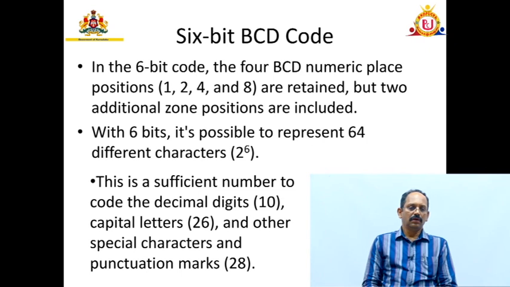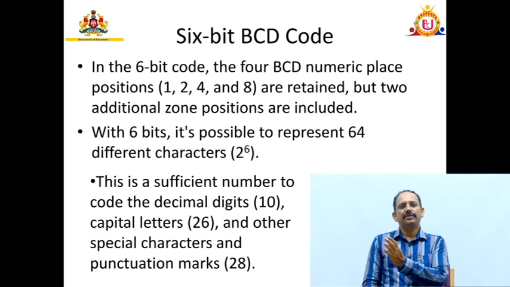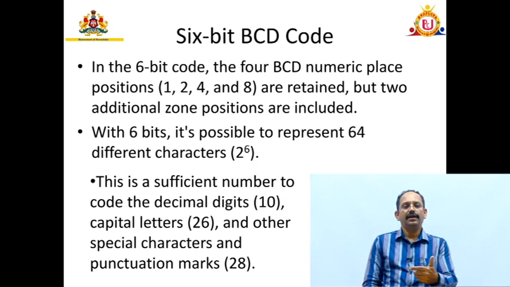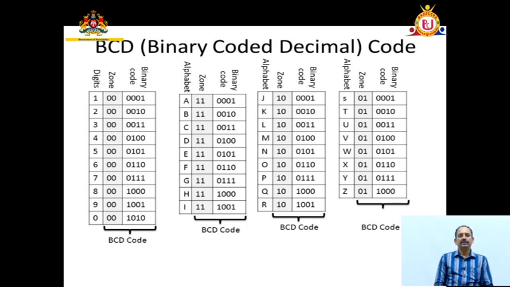Then, what is the structure of 6-bit BCD code? See here, the 4 bits are retained from the BCD code. The additional 2 bits are added to this 6-bit BCD code. That additional 2-bit is called the zone bit. In the next slide, you can see the chart of 6-bit BCD code, the values that are represented in it.